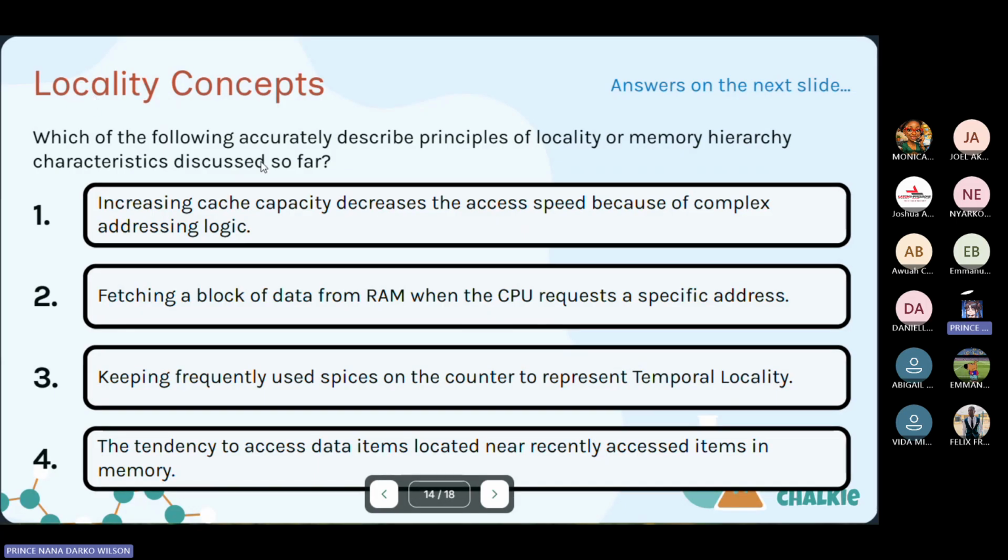Which of the following accurately describes the principles of locality or memory hierarchy characteristics discussed so far? There is more than one answer here. So let's try to fish them out.